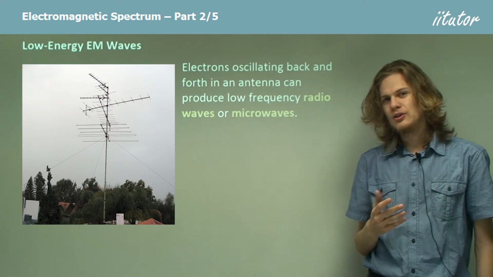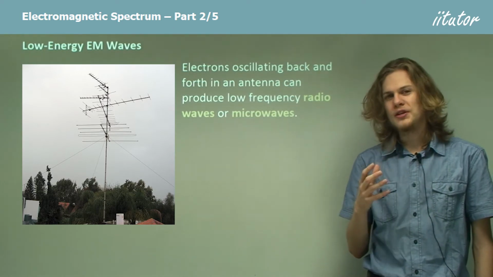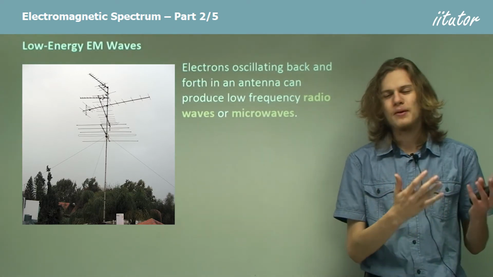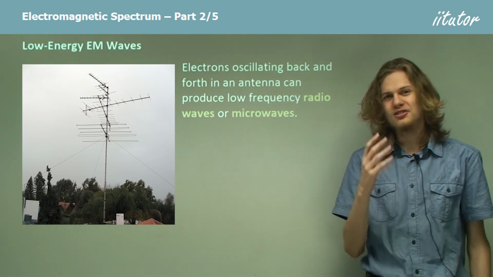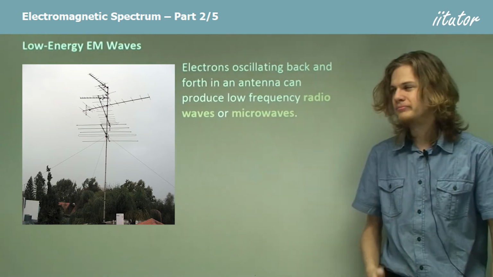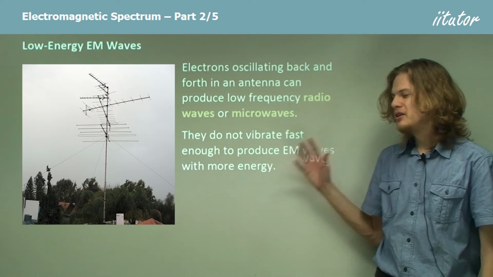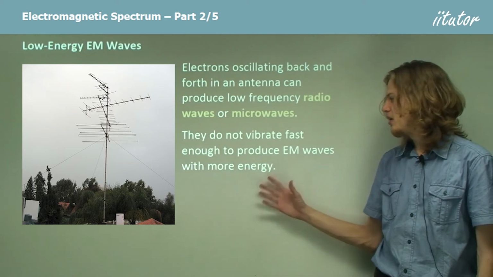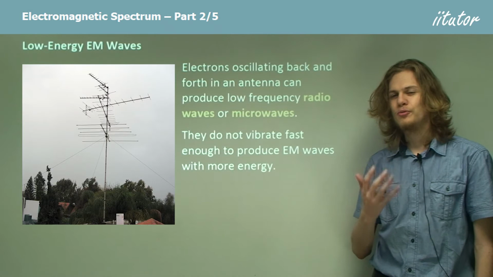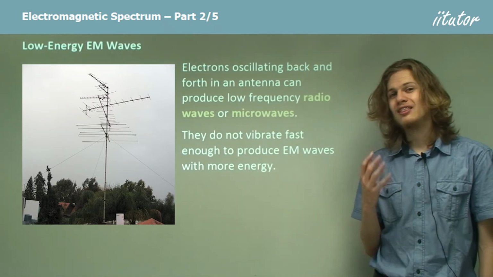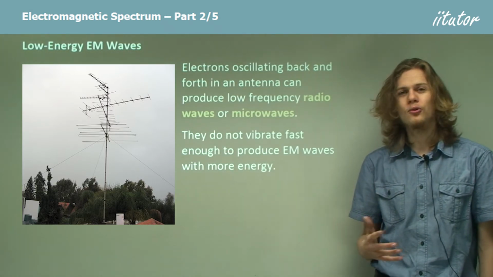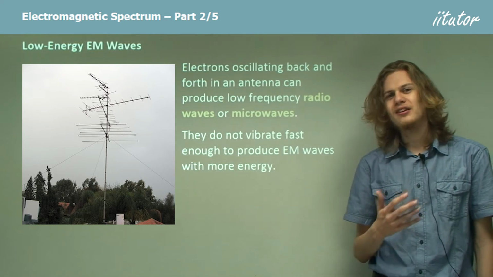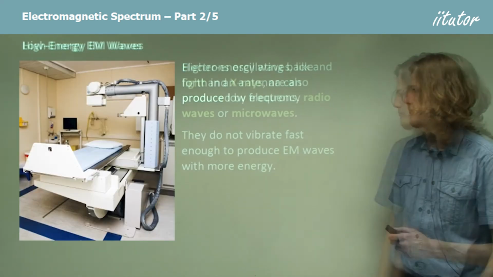very fast. It turns out that we're not able to do this for higher energy electromagnetic waves simply because we can't shake the electron fast enough. So this means that we can't vibrate them fast enough to produce higher energy EM waves or electromagnetic waves. So if we want to create light or X-rays or gamma rays or something else like that, we'll have to find a different way to do it.